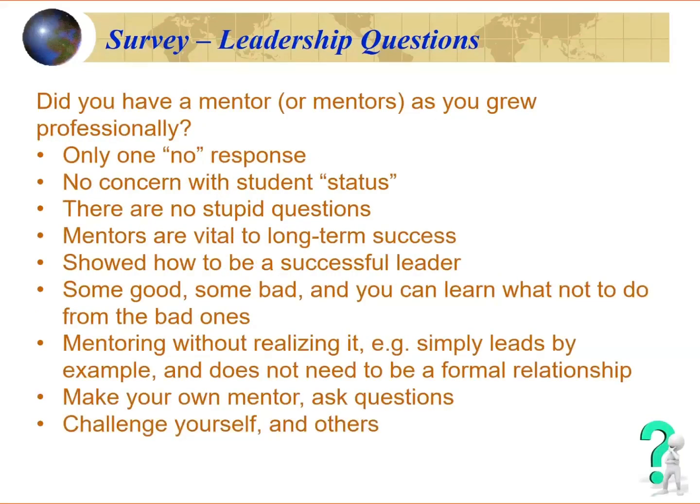And the next question was about mentorship. Did you have a mentor or mentors as you grew professionally? And interestingly, and probably thankfully, there was only one no response to that. The other interesting part was, those of us that went to college, this concept of student status, I think we've all experienced as students. And I liked this comment about no concern with student status in a college setting, is that your mentors or the people that you went to for advice or to ask questions, they didn't consider your status as a student, which I think is very important and ideal for students especially.